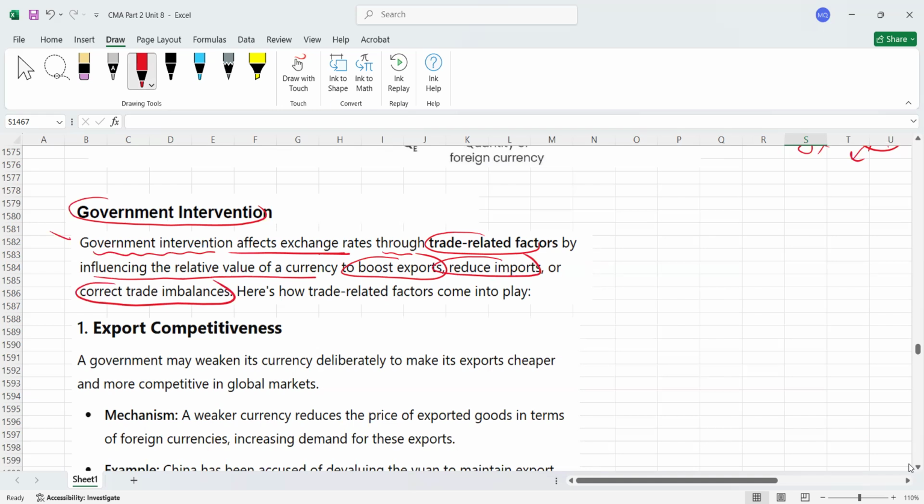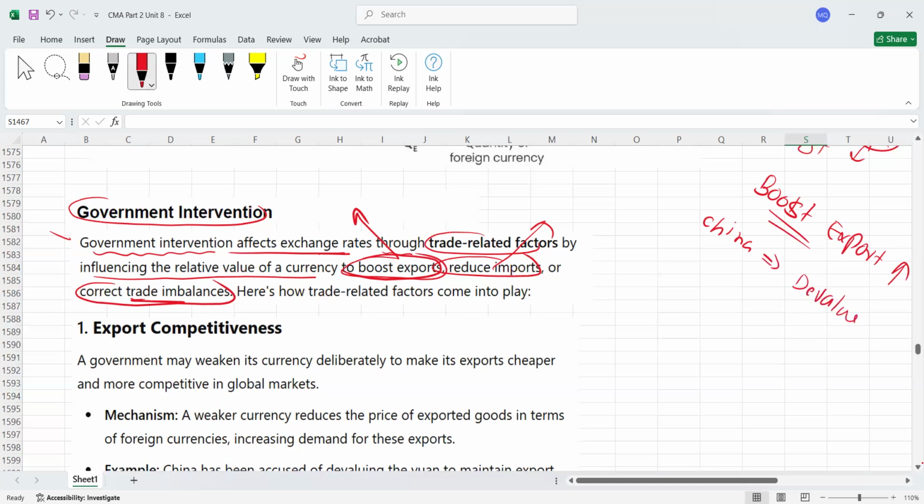So these three things you have to understand: why the government is intervening to boost exports, to reduce imports, or to correct the trade balance. I'll explain these things. Please remember here. First of all, I'm giving you an example of China, and this example is to boost exports. If you want to increase your exports, what should we do?